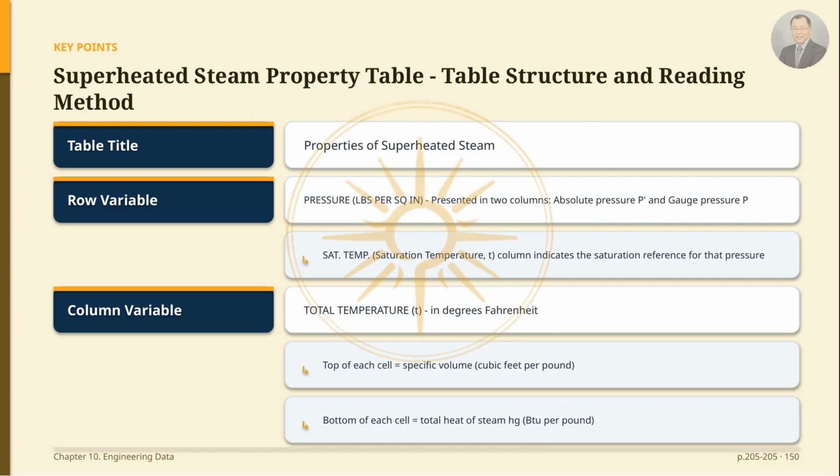The columns at the top list the total temperature in degrees Fahrenheit. Each cell contains two numbers. The top number is the specific volume in cubic feet per pound, and the bottom number is the total heat of steam, Hg, in BTU per pound. In other words, it is structured so that you can read both the specific volume and total heat simultaneously from the cell where the pressure row and temperature column intersect.